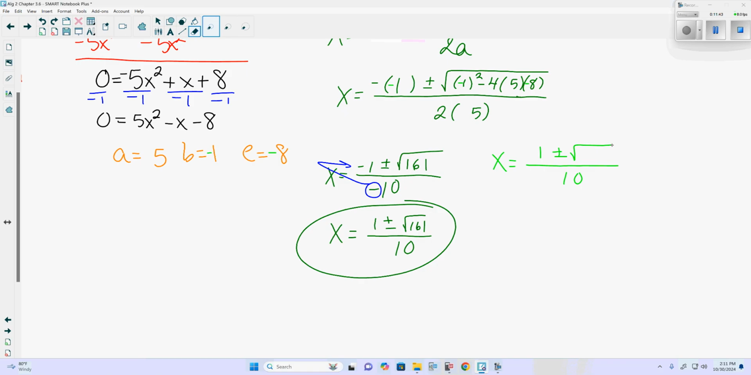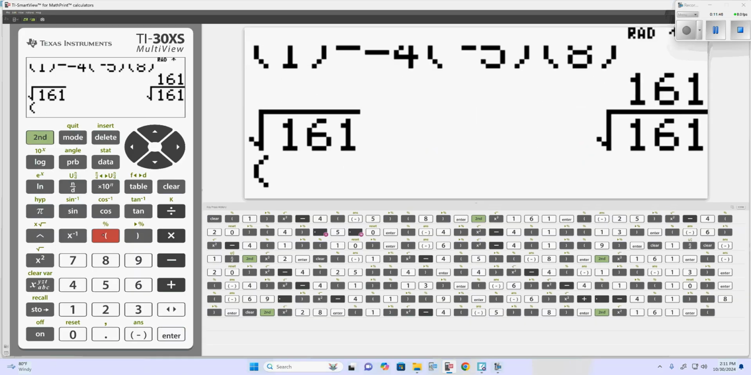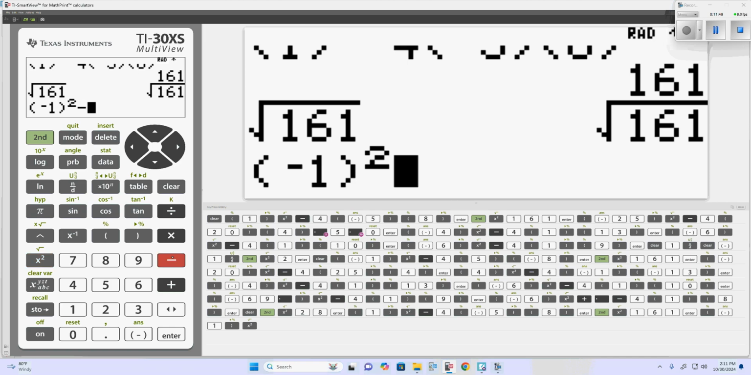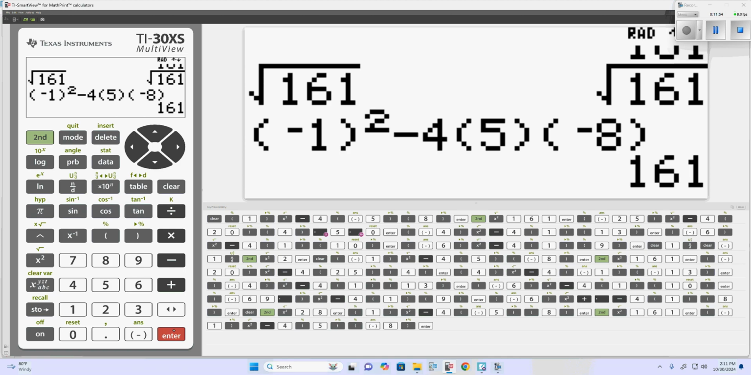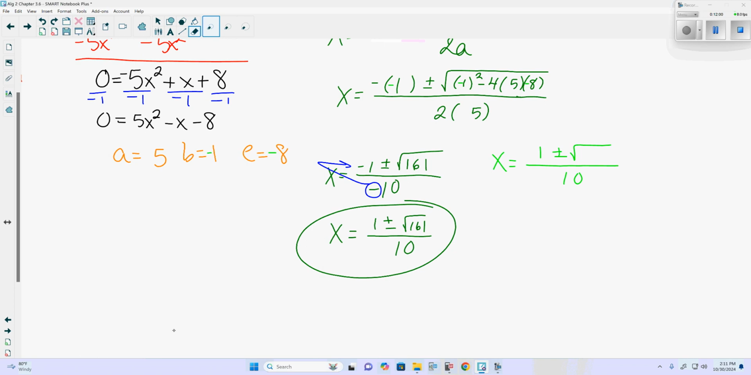Now let's see how that changed what's inside the radical. Because now we have -1 squared minus 4 times 5 times -8, which is still 161. Nothing simplifies, so we're done. So it does make it a little bit nicer if the value of a is positive, not negative. We don't have to worry about that negative in the end. But that's about it. Does that make sense? We're ready for the next one.